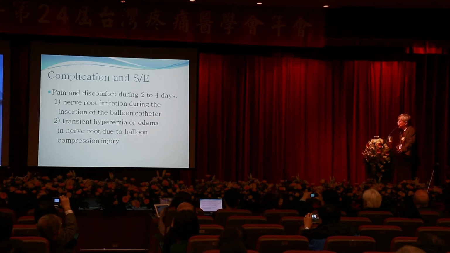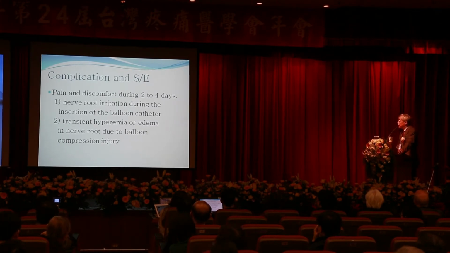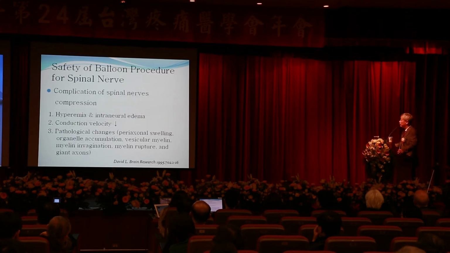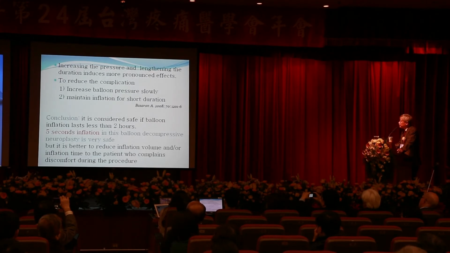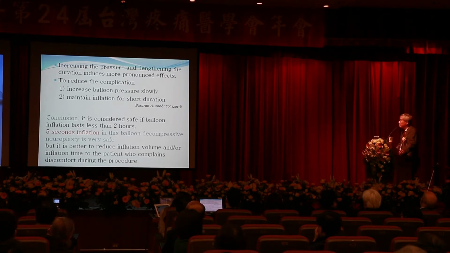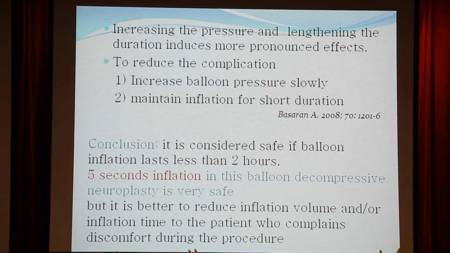Complications: pain and discomfort during 2 to 4 days because of nerve root irritation during the injection and balloon catheter, and transient hyperemia or edema in the nerve root due to balloon compression injury. So this is a very safe procedure because it is considered safe if balloon inflation lasts less than 2 hours, but we inflate the balloon only 5 seconds in this procedure. So 5-second inflation in this balloon to complete neuroplasty is very safe, but it is better to reduce inflation volume and or inflation time in patients who complain of discomfort during the procedure, for safety.